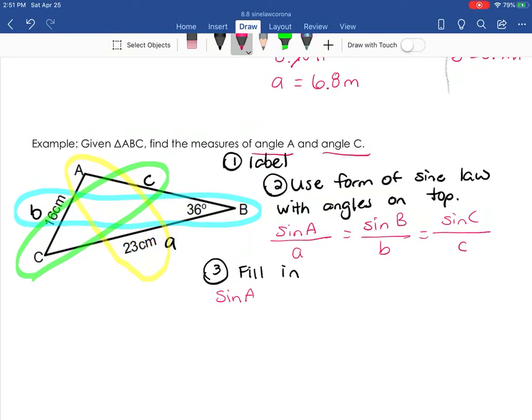All right, so now fill in what we know. So sine A, we don't know A, that's what we're asked for. We do know its side. Since angles have just degrees as their unit, you don't need the centimeters here. Sine B is 36. And sine C over C, we don't have any of that.